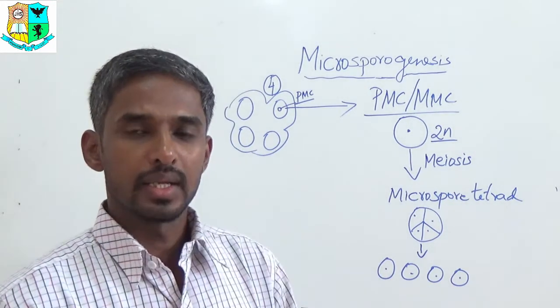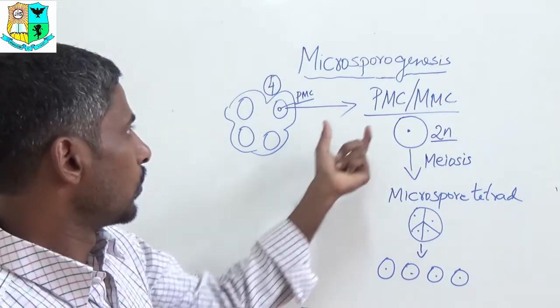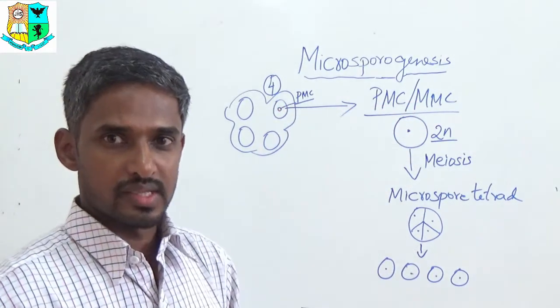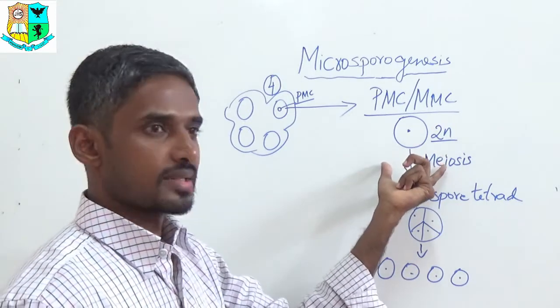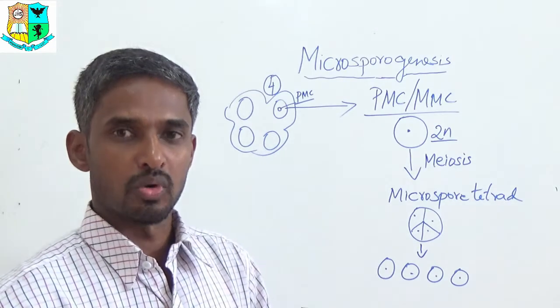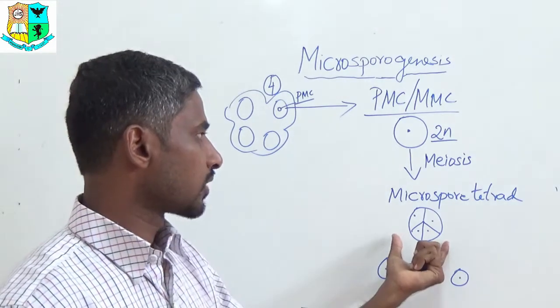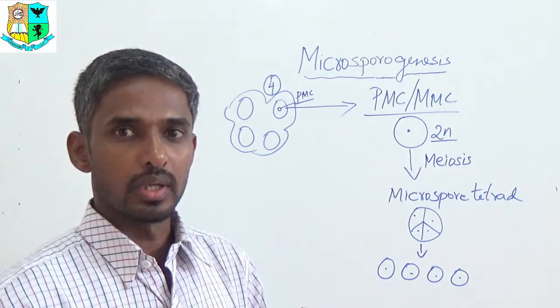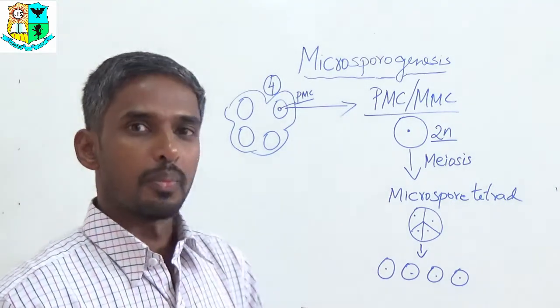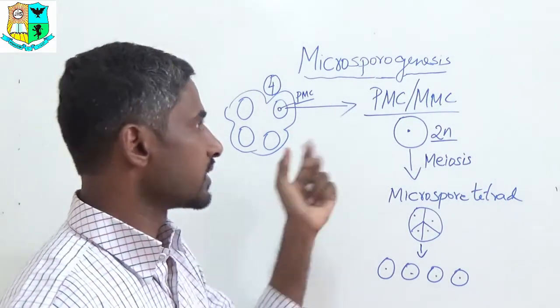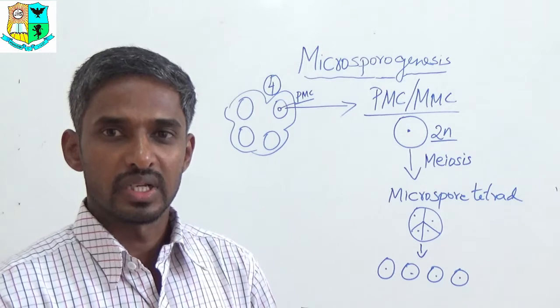the male gamete. Therefore we get pollen mother cell from sporogenous cells. This pollen mother cell will undergo meiosis to give rise to microspore tetrad, and this microspore tetrad later on separate and give rise to pollen grains. Thus we have pollen grains, and this entire process is called microsporogenesis.